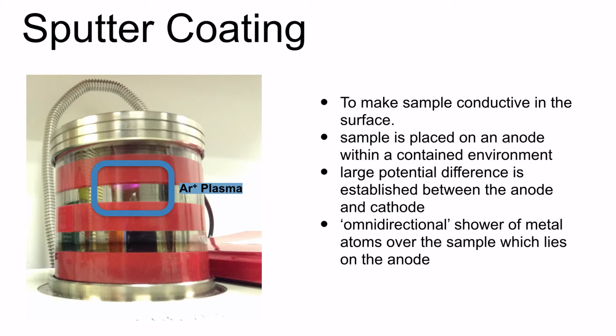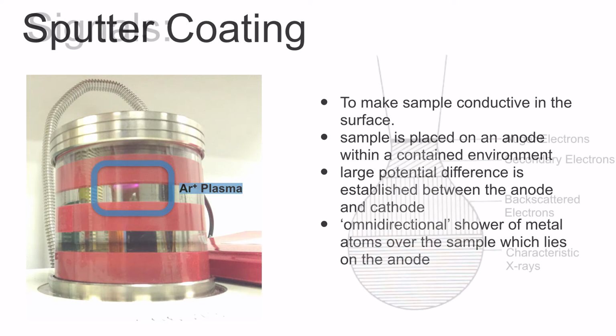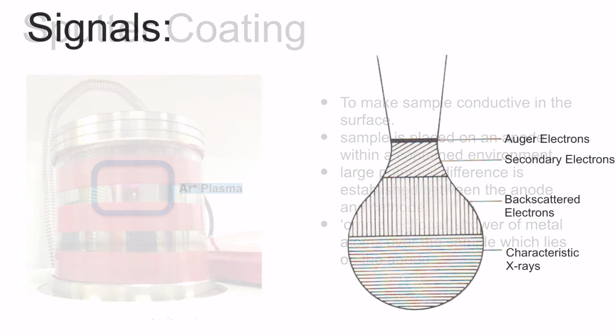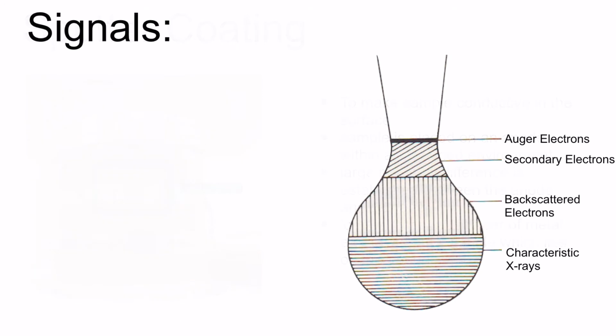Argon cations bombard the negative metal cathode, causing an omnidirectional shower of metal atoms over the sample which lies on the anode. Now that the sample has been prepared, we can begin our investigation with scanning electron microscopy. A variety of signals are produced from the interaction of the electron beam with the sample, providing us with different tools to explore its structure and composition.